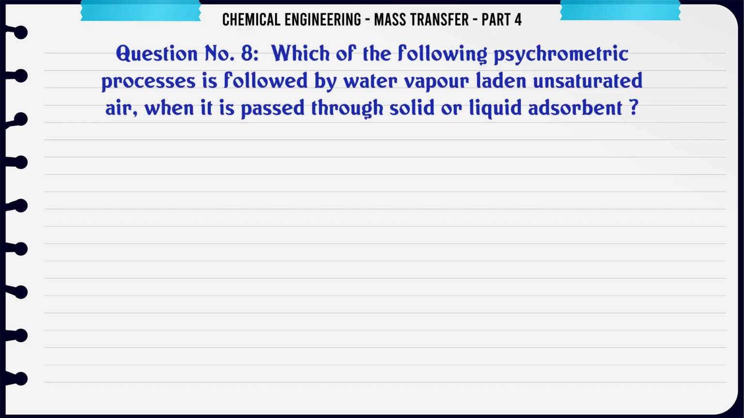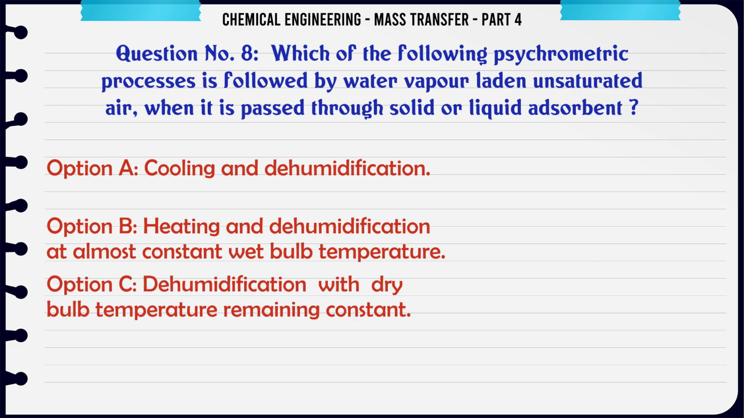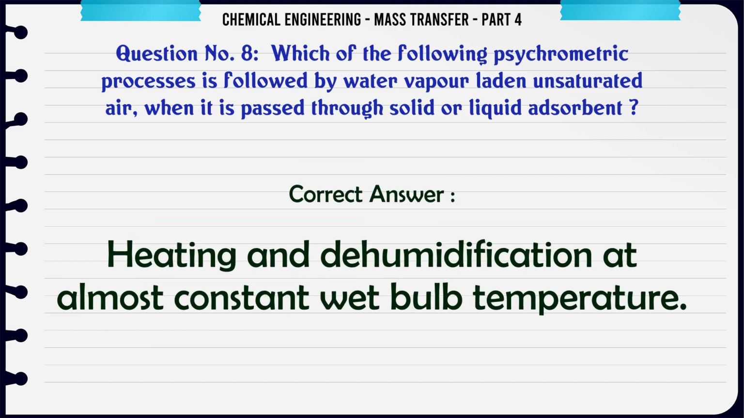Which of the following psychrometric processes is followed by water vapor laden unsaturated air when it is passed through solid or liquid adsorbent? A. Cooling and dehumidification. B. Heating and dehumidification at almost constant wet bulb temperature. C. Dehumidification with dry bulb temperature remaining constant. D. None of these. The correct answer is heating and dehumidification at almost constant wet bulb temperature.